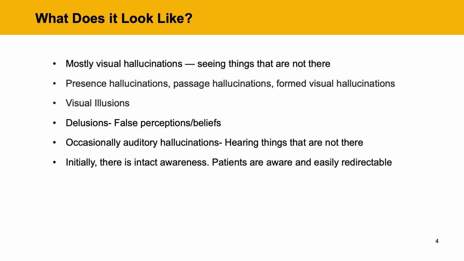Delusions, which are false beliefs, usually set in much later on, and they are usually accompanied by significant cognitive abnormalities. Usually people do have the initial stages of dementia once the delusions set in, unless they had a delusional disorder to begin with, like I said, pre-existing psychiatric problems. So I mentioned this before. Initially, there is intact awareness, and patients are aware and easily redirectable.